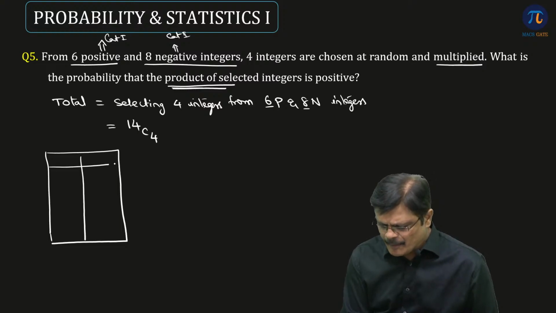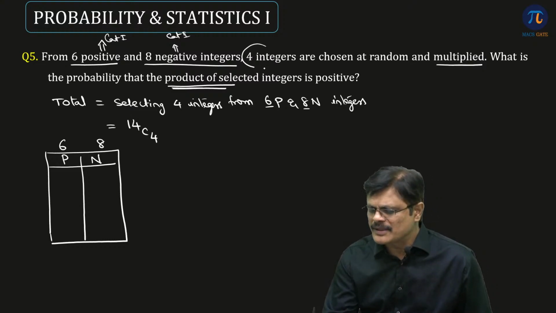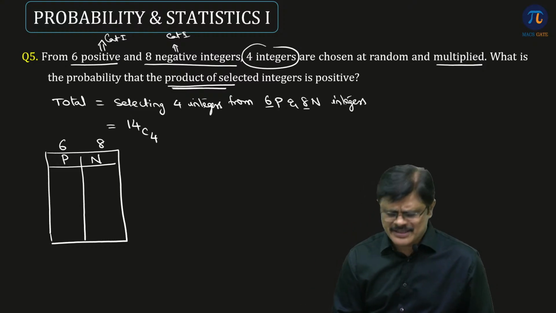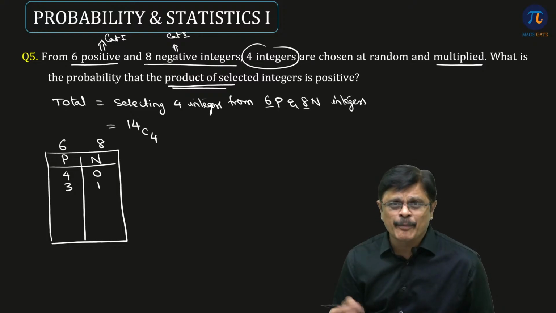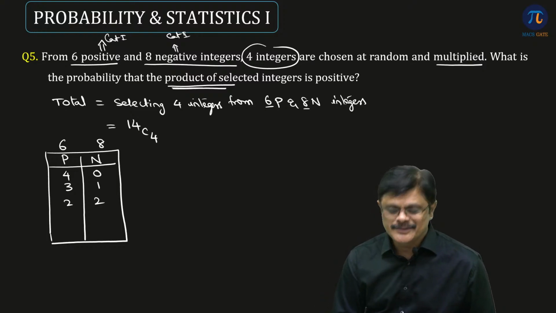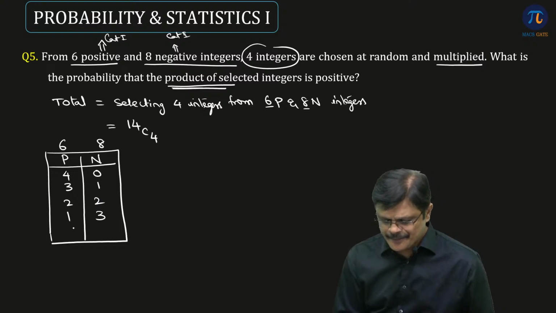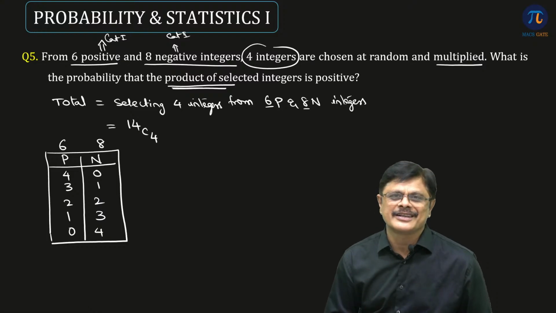So we are having positive numbers and negative numbers. We are having 6 positive and 8 negative numbers, and we are selecting 4 numbers. How many ways can you select 4 numbers? You may select 4 positive and 0 negative, or 3 positive and 1 negative. These are the possibilities. I am writing all the possibilities: 2 positive and 2 negative, 1 positive and 3 negative, and 0 positive and 4 negative. These are the possibilities, my dear friends.